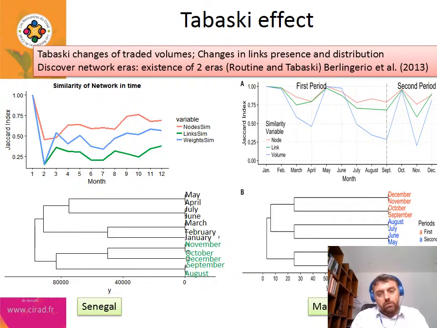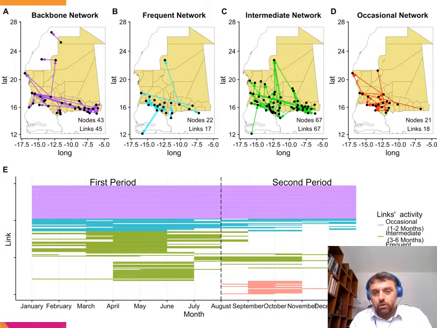Now, just to have an idea of what's going on, this is what happened in Senegal. The Tabaski is affecting not only how the network is distributed, but also the function of the network itself. For example, here we classify the links depending on the frequency with which we have seen them along the year.